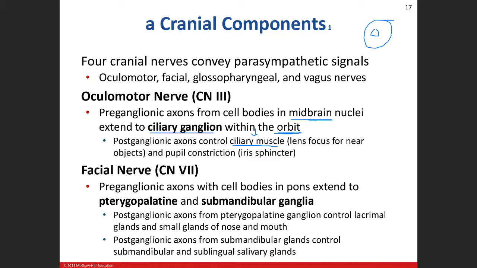Well, the muscle that actually makes that pupil small is the pupillary sphincter muscle. We'll talk more about that. So we call that the iris sphincter. Keep in mind, oculomotor, cranial nerve number 3, causes pupillary constriction. It makes the pupil smaller.